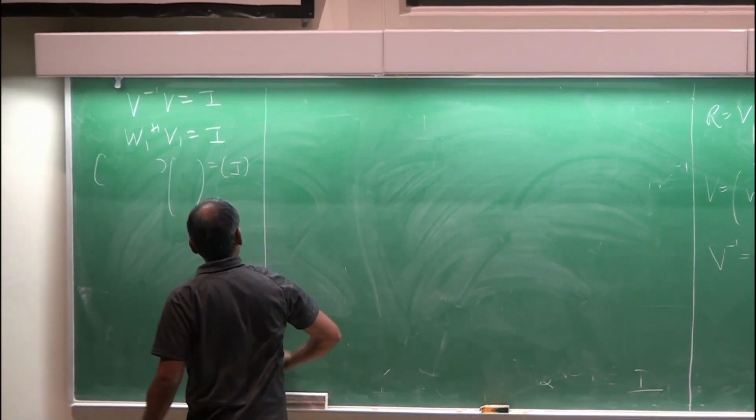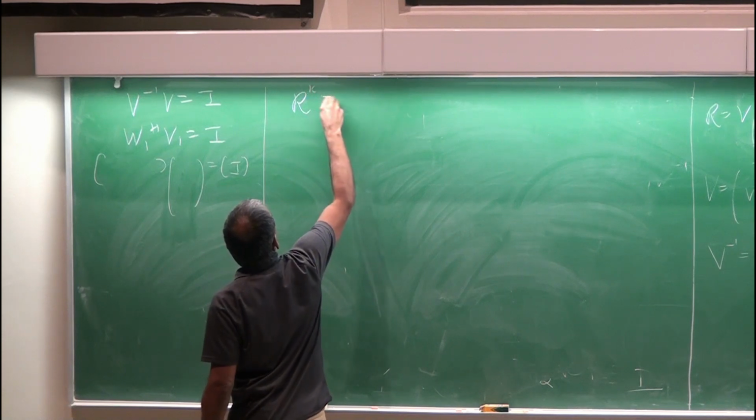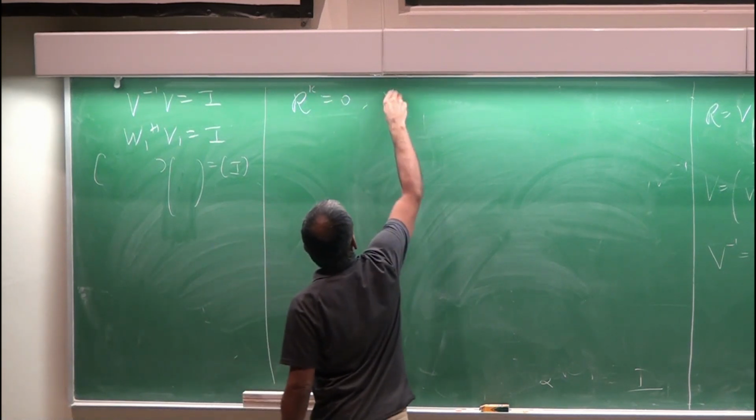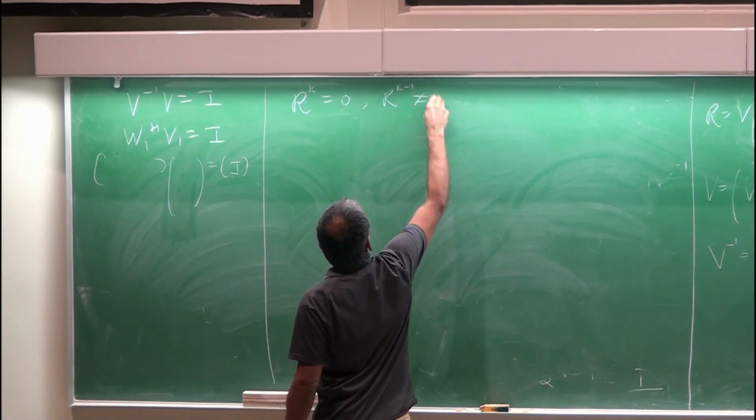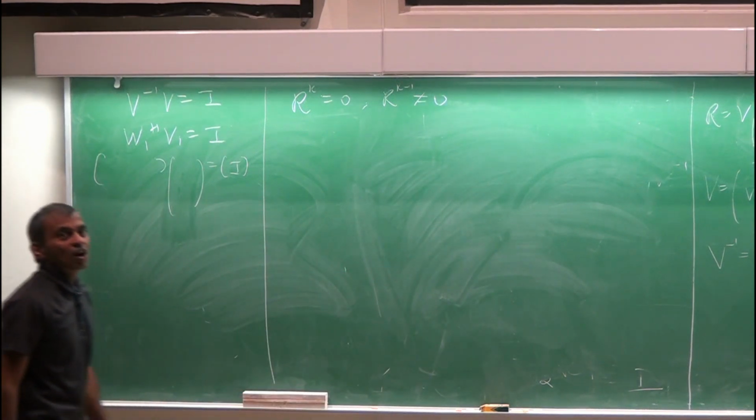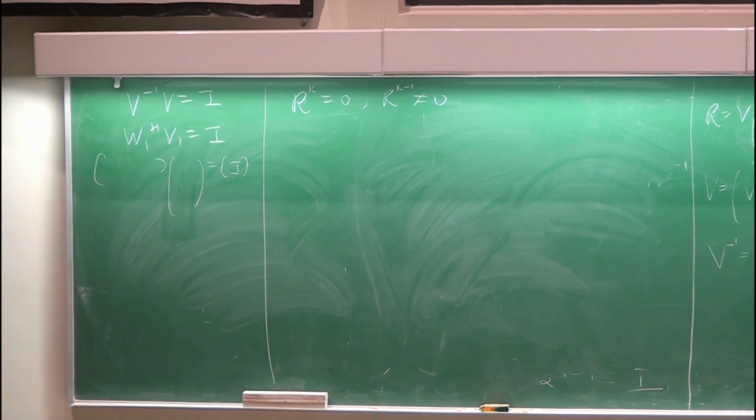So we say that we first find the smallest value of k for which R power k is 0. Remember, this is a nilpotent matrix, strictly upper triangular, so we know eventually the power will go to 0.